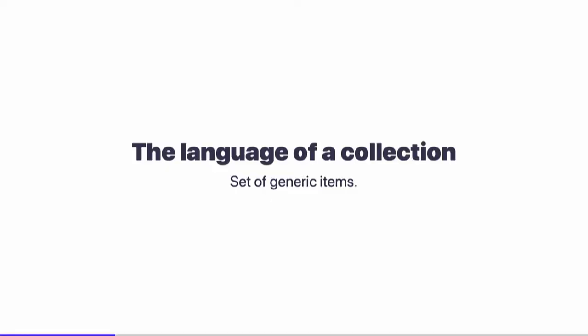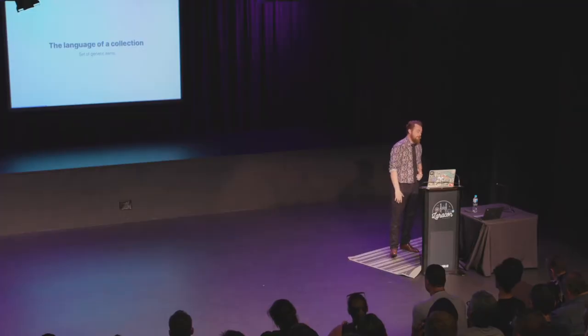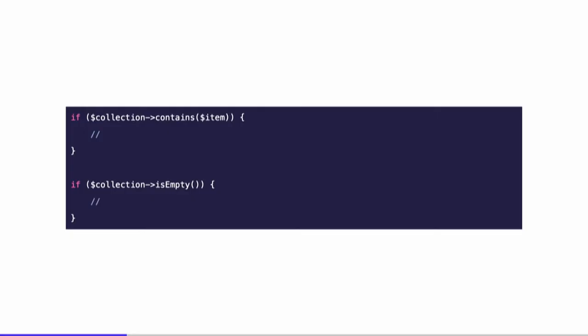Cool. So the language of a collection. A collection in our applications, I find personally in mine, I'm talking from my experiences, so I'm just going to say we, but really I just mean me. I find that we usually just leave it as a generic set of items, okay? Having a look here, this makes total sense. These are those generic item methods. We just want to know if this collection contains this item, or if this collection is empty. And this kind of reminds me of the model methods: update, delete, create.